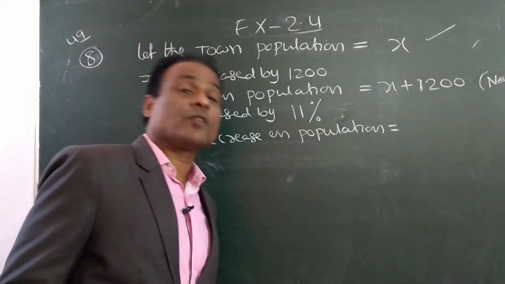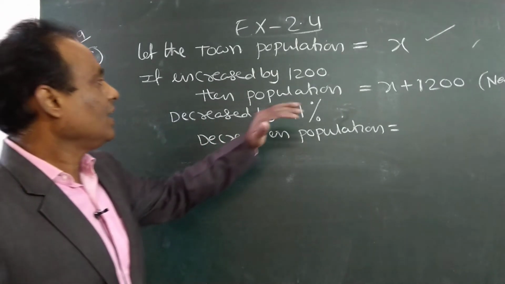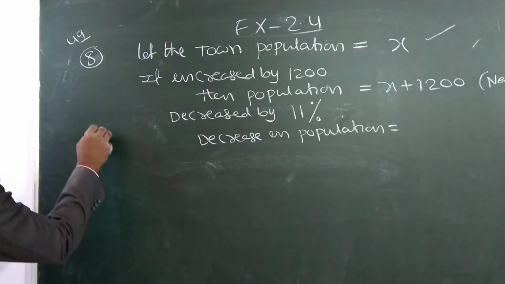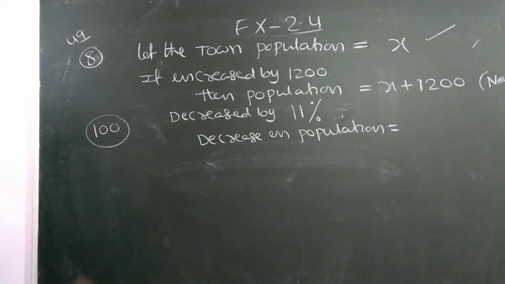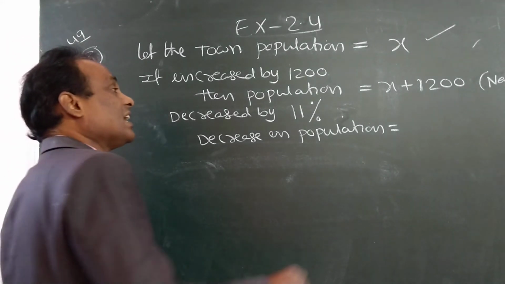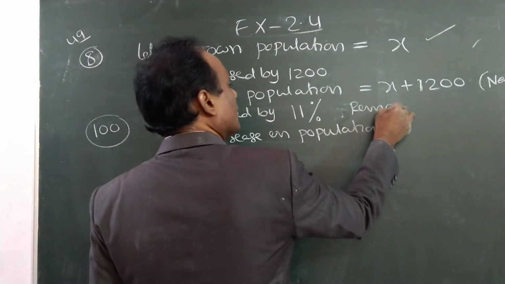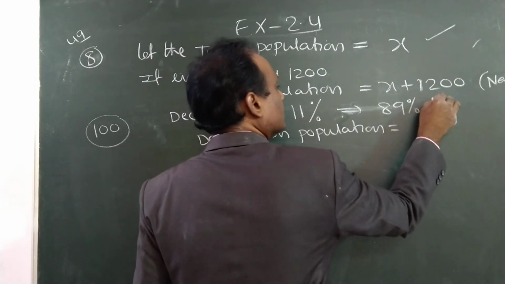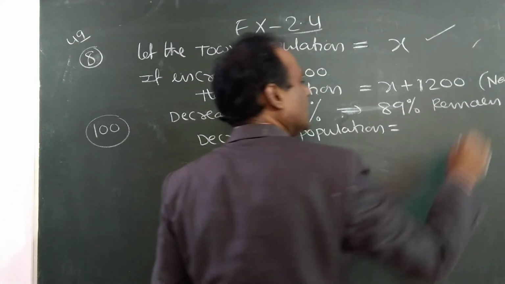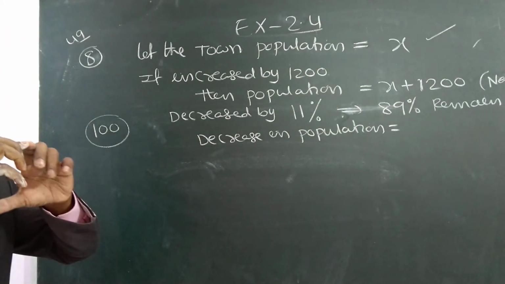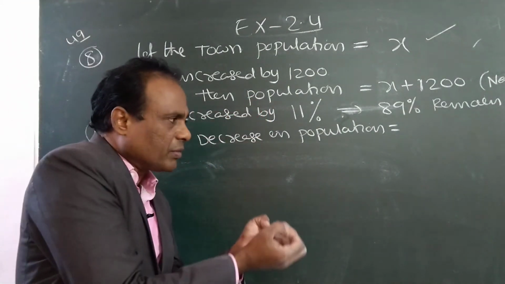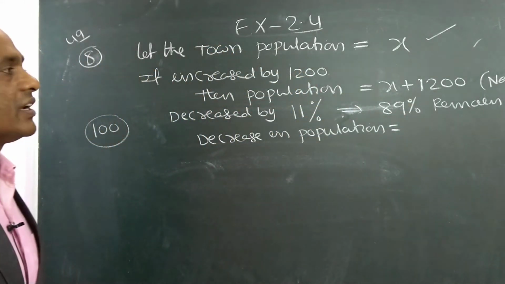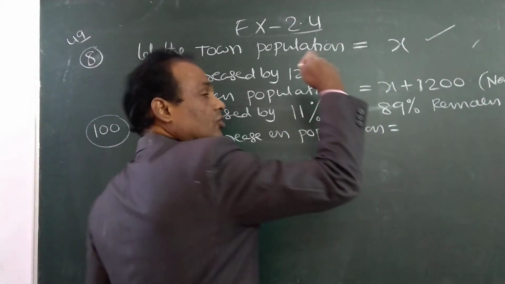After decreasing by 11%, 11% decrease means, see, percentage is calculated for 100. So 11% decrease means 89 remains, because 100 minus 11 is 89. 89% remains. So now the population, 3 stages.